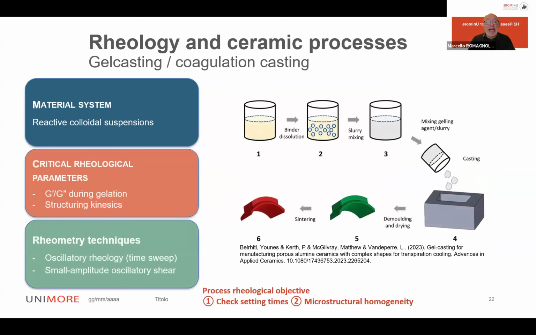Another application is gel casting. Here it's important to look at the linear viscoelasticity, and in particular to measure parameters like G prime and G double prime, that give us information about the kinetics of gelation of the material, and also help us understand the structure of the material. In this case, we must use oscillatory rheology with small amplitude oscillatory shear tests.